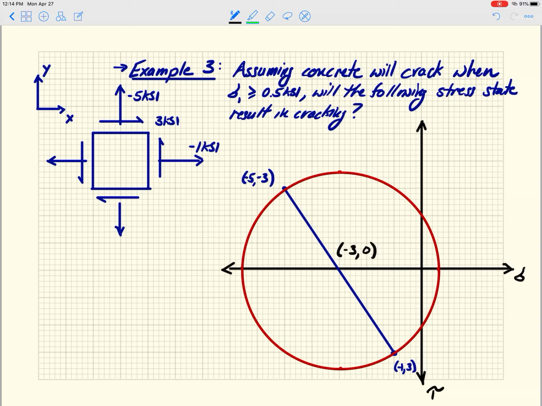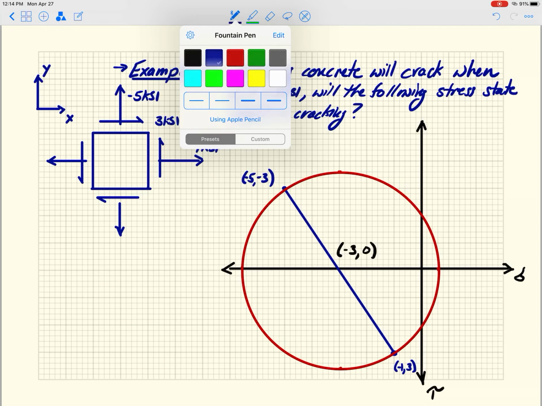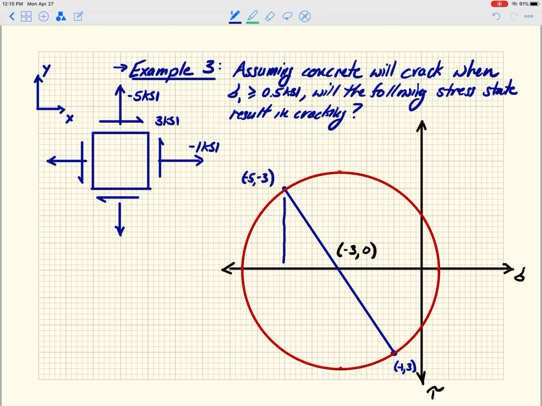We can solve for the radius of the circle. So let me do this in blue. I'm going to draw this line here and this line here, and make them double thick. They're really the entire length there. This one would be 3, and this one here would be 2. So my radius is just going to be the square root of 3 squared plus 2 squared.